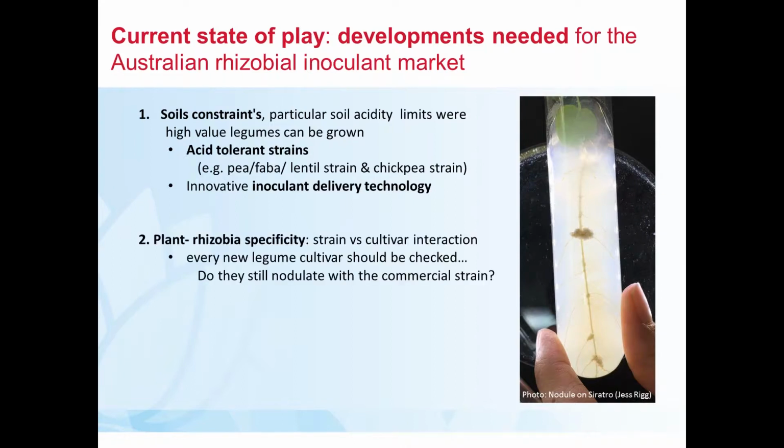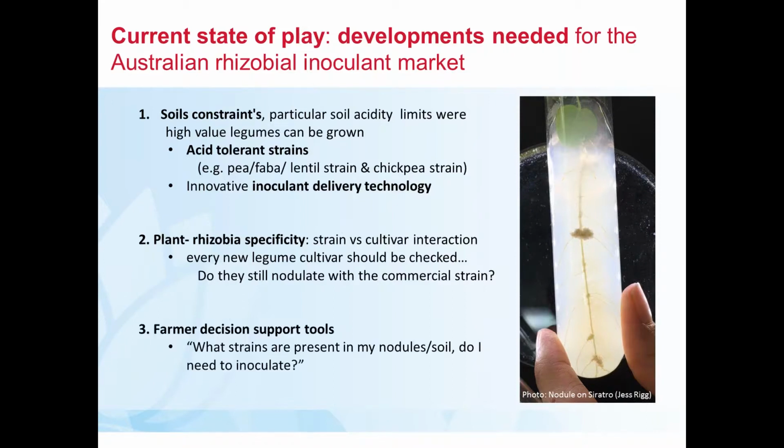One thing that's also critical is that we keep this plant-rhizobia specificity that I was mentioning earlier. So we keep checking strains against their cultivars. New cultivars of plants are being bred all the time, and it's really important we check that these new cultivars can still nodulate with the commercial strains. So every new legume cultivar should be checked. And also the development of farmer decision support tools, so tools to determine what strains are present in my nodules or soil, and do I need to inoculate?